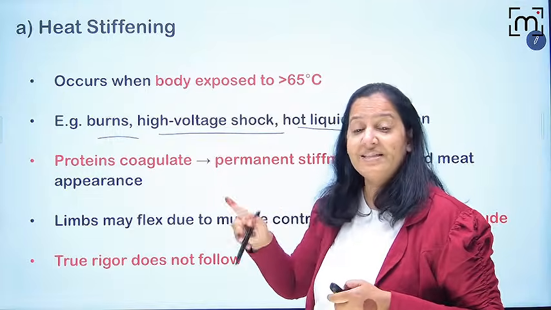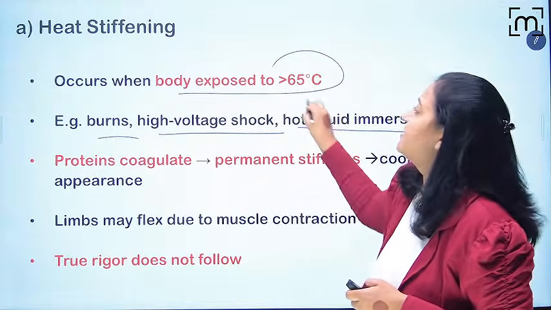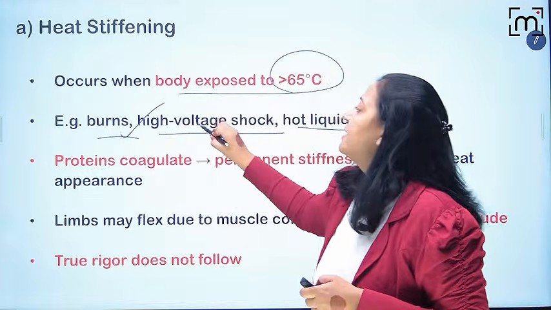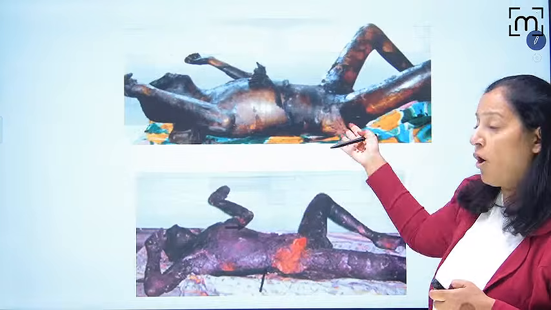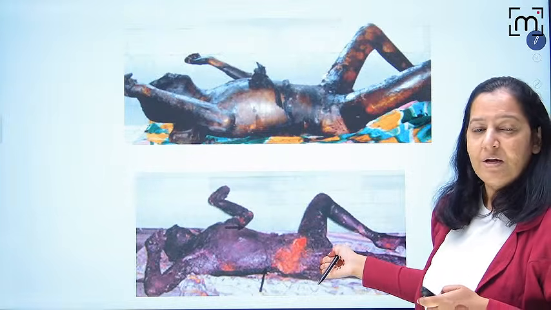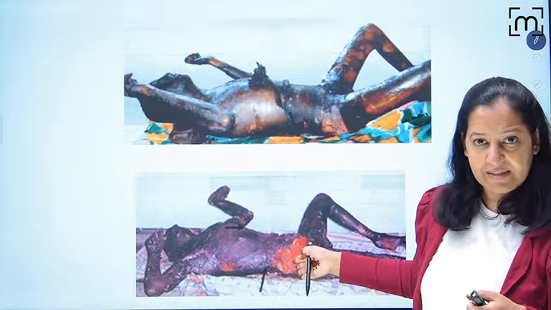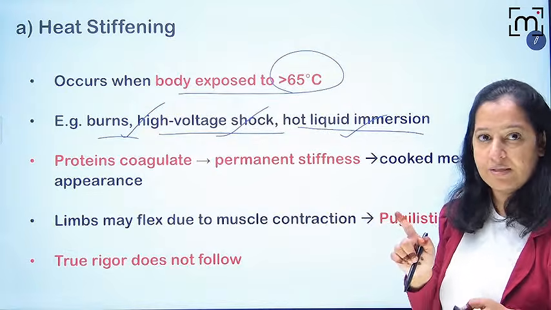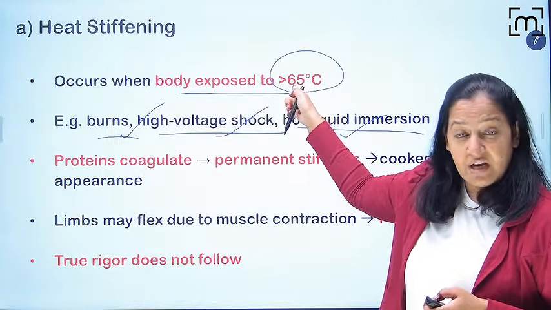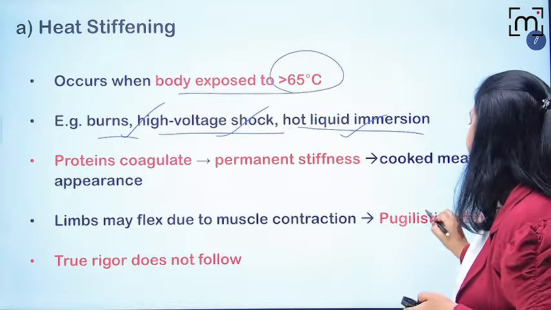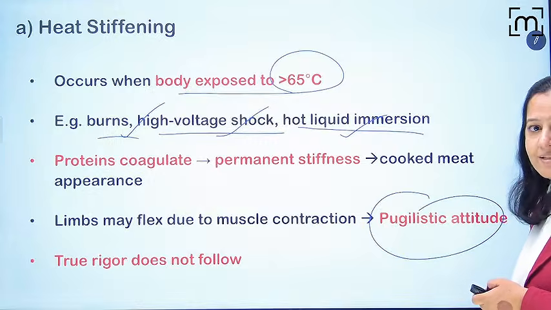When the body dies, if the body temperature is more than 65 degrees, in case of burns, high voltage shock or hot liquid immersion, the body looks like this. You may think, is it rigor mortis? No, it is not rigor mortis. When death occurs in such a condition, when the body temperature is more than 65 degrees, it is known as pugilistic attitude. What is pugilistic?